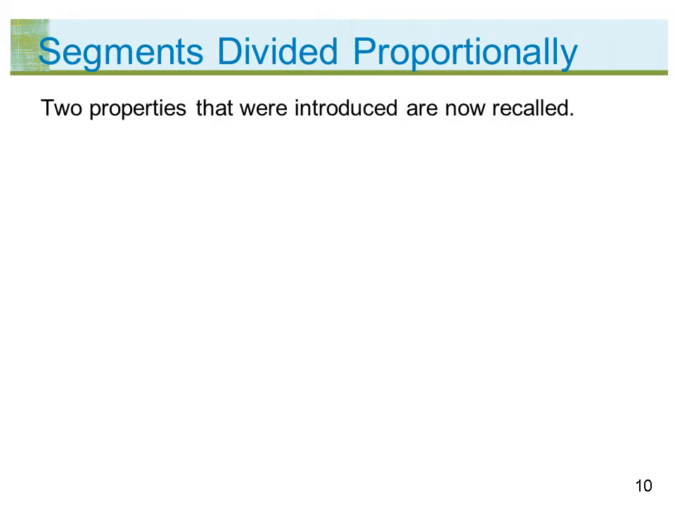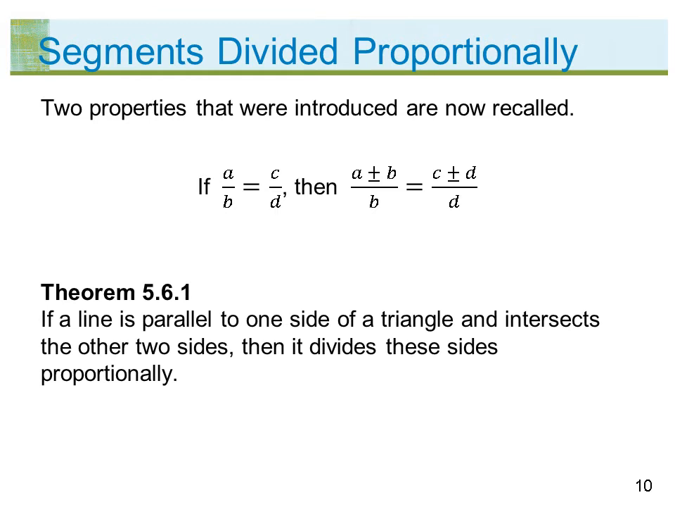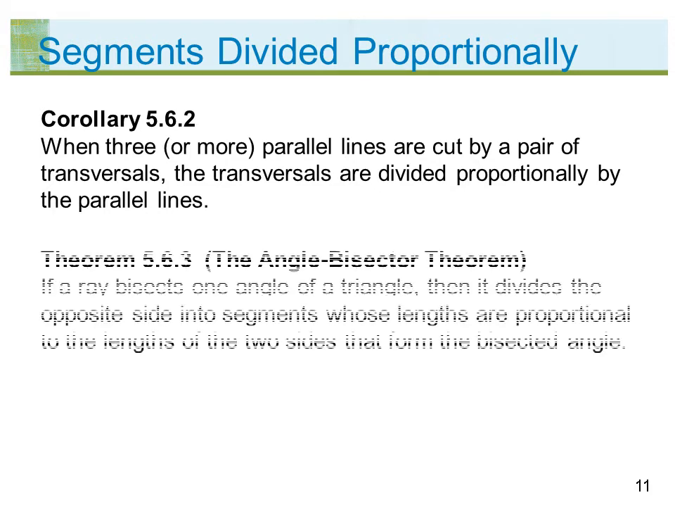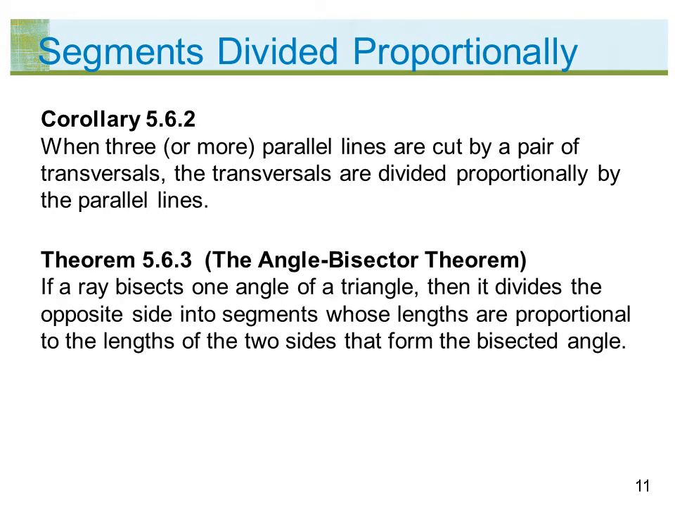Two properties that were introduced are now recalled. If A/B = C/D, then (A ± B)/B = (C ± D)/D. Theorem 5.6.1. If a line is parallel to one side of a triangle and intersects the other two sides, then it divides these sides proportionally. Corollary 5.6.2. When 3 or more parallel lines are cut by a pair of transversals, the transversals are divided proportionally by the parallel lines.